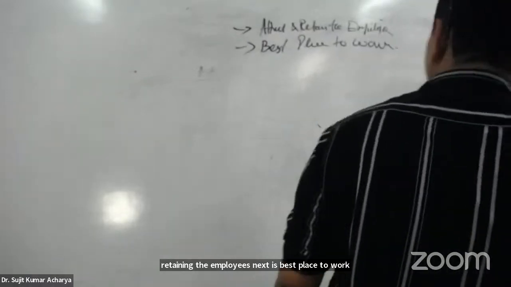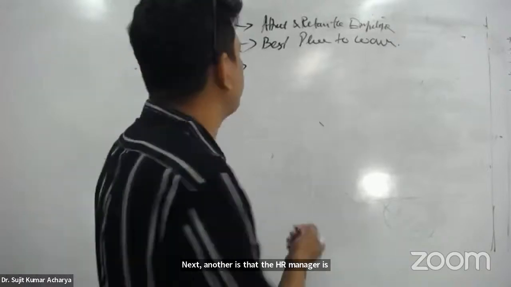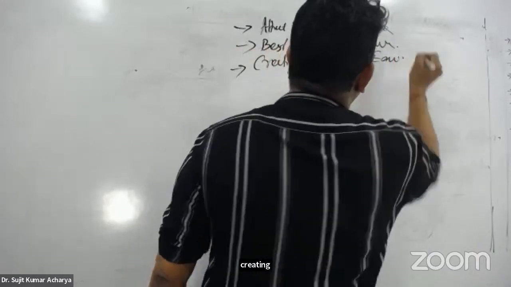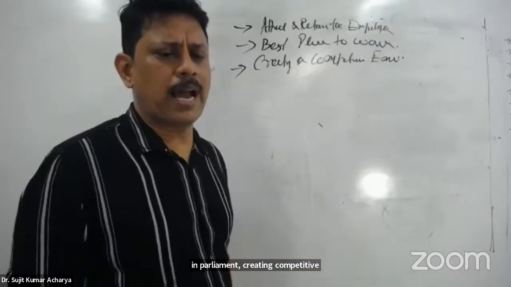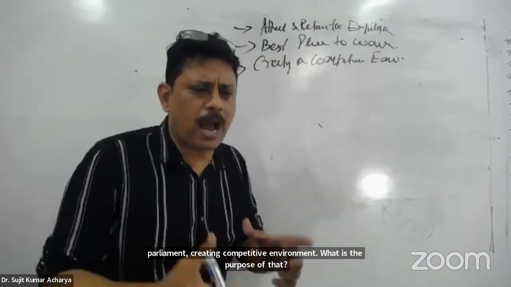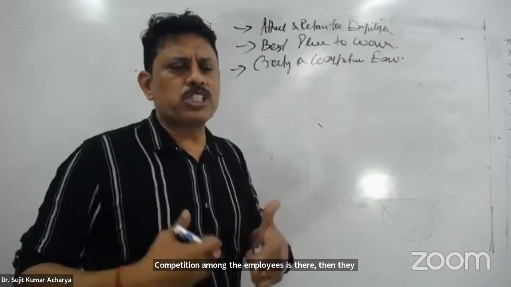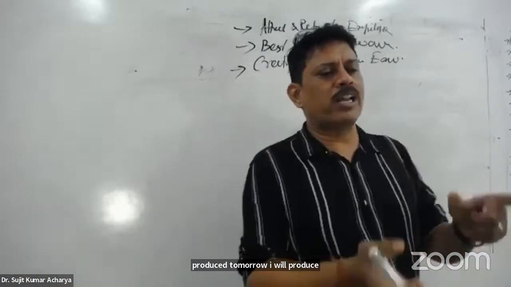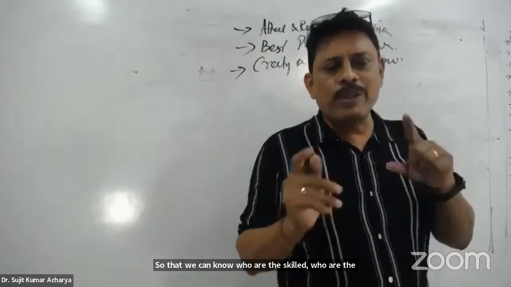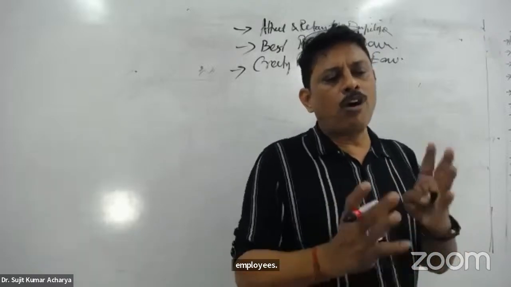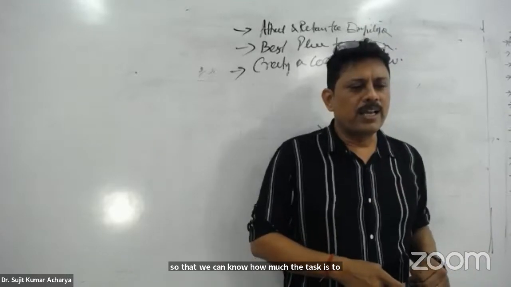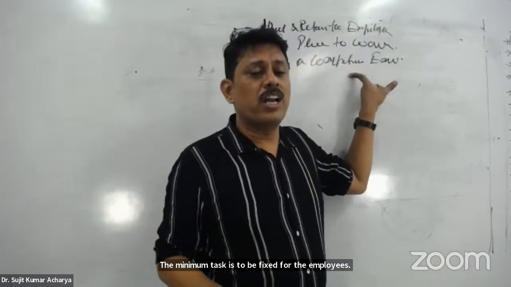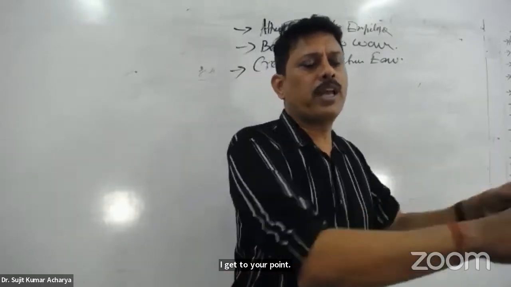Next, the HR manager creates a competitive environment. What is the purpose of creating a competitive environment? If competition among the employees is there, then they will start producing more and better, so that today he produced, tomorrow I will produce. So that we can know who are the unskilled, semi-skilled and high-skilled employees, to whom training is required, and how much task is to be allotted. The minimum task is to be fixed for the employees. Are you getting the point? Creating a competitive environment within the organization so that employees will compete with other employees.